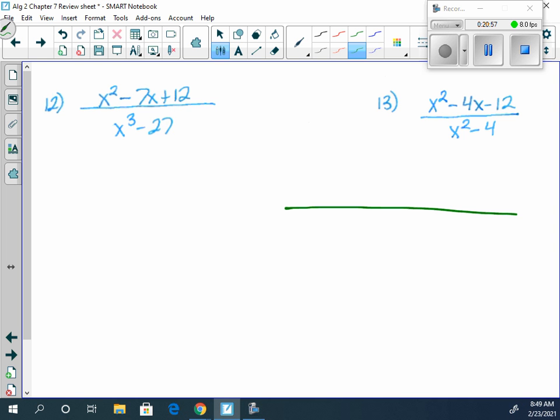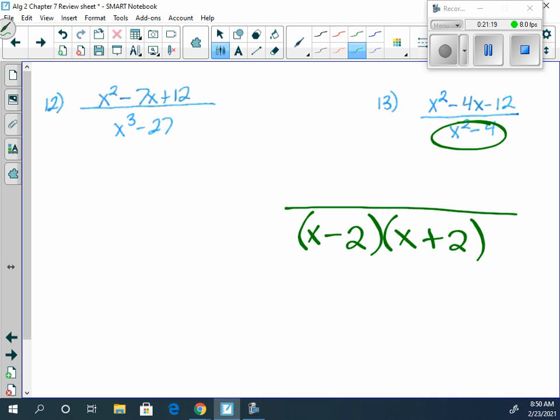Now, when we look at the denominator, this x squared minus 4, we are going to need to factor it, which is going to be a little bit easier because it's a difference of perfect squares. Because we know we'll have opposite signs, x and x, 2 and 2. So x squared minus 4 is going to be x minus 2 and x plus 2. Okay, so we have that there.